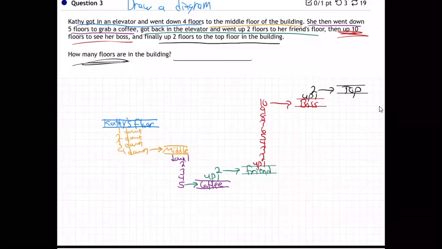How can we figure out how many floors in the building? Any ideas? 15. How'd you come up with that? Well, I'm assuming we're just counting the amount of floors in the building, so I would just count from the top to the bottom of the coffee. They never said the coffee was the bottom though, right? That's true. There could be floors below the coffee floor.